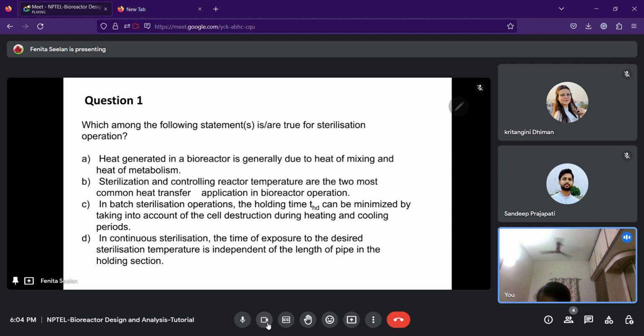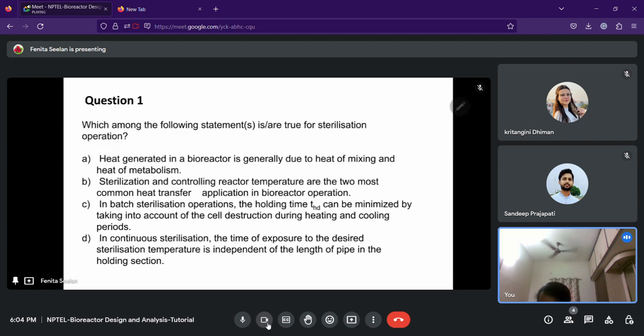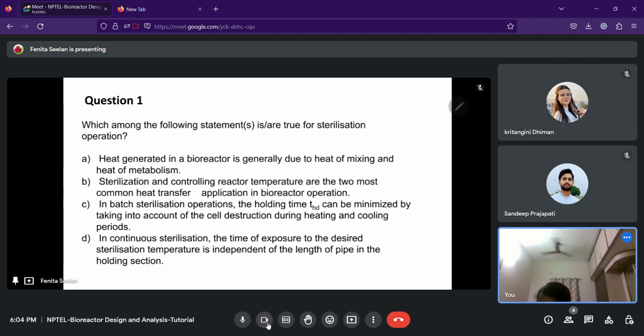What would be the answer? I hope you have already finished the week 6 lectures and assignment, so I hope you know the answer for this question. Okay, so the answer would be A, B, and C.